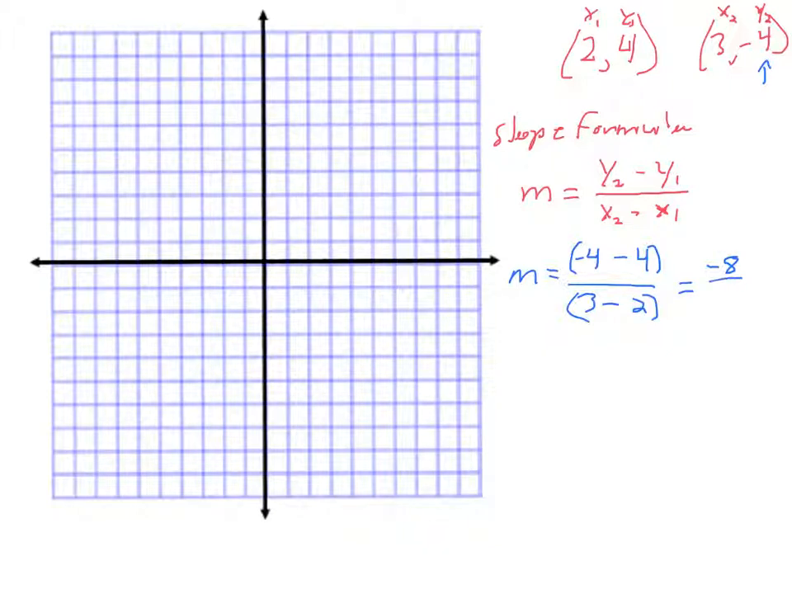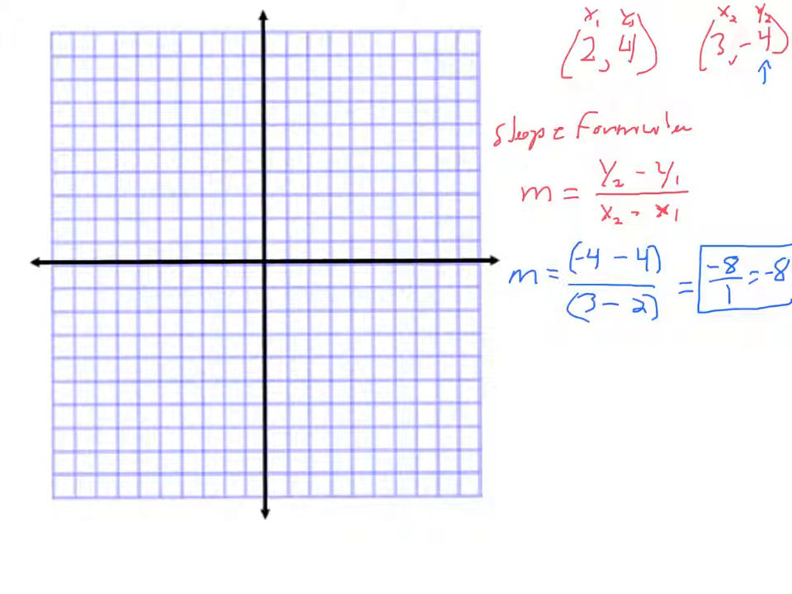So negative 8. And 3 minus 2, that's a little easier. 3 minus 2 is 1. So our slope here is negative 8 over 1. Or we might just simply say negative 8. Okay, this right here is our slope.